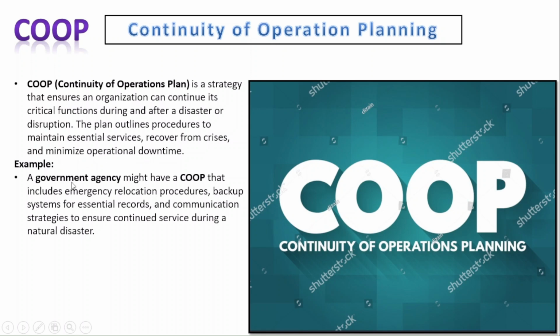Example: a government agency might have a COOP that includes emergency relocation procedures, backup systems for essential records, and communication strategies to ensure continued service during a natural disaster.